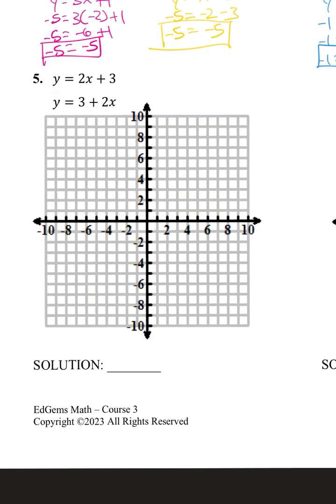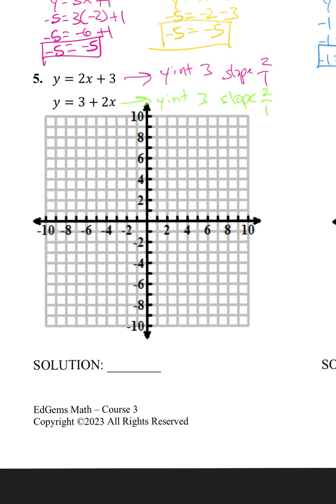Okay, so on number 5, we've got the equations y equals 2x plus 3 and y equals 3 plus 2x. Let's go ahead and list their y-intercepts and slopes. For the first one, our y-intercept is 3, and the slope is 2 over 1. Let's check the second equation. In the second equation, my y-intercept is 3, and my slope is 2 over 1.